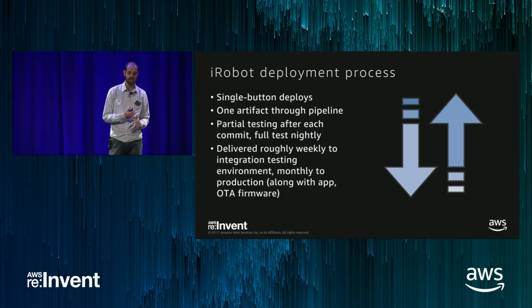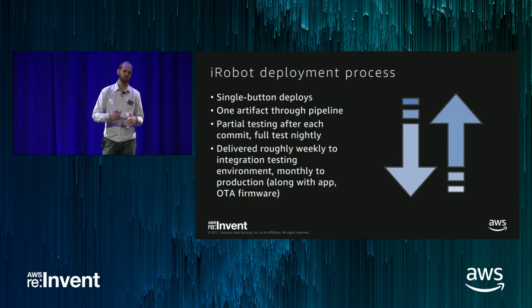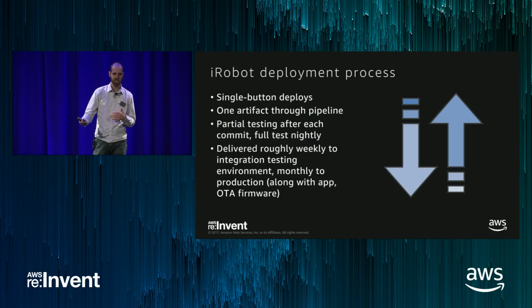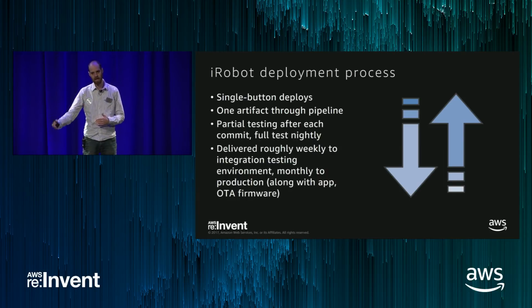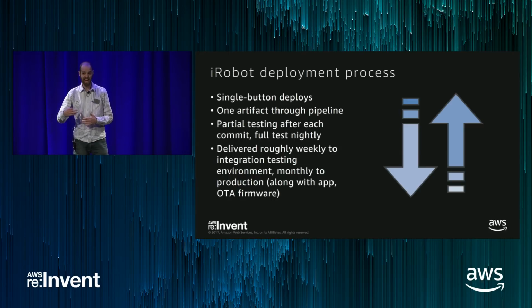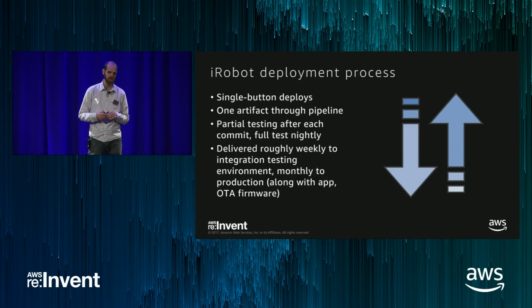We do partial testing after every commit. So we don't run our full suite of tests because that's sort of an hours-long process. We do that full test nightly, and then that delivers into integration testing maybe weekly. As, again, you deliver a new version into the integration testing environment, people have to update their robots to the right firmware, and they may not need that new firmware, so it ends up being a lot of coordination between teams using different devices. And then maybe monthly to production, along with our app that's along the same cadence. Our OTA firmware updates are a little slower than that.